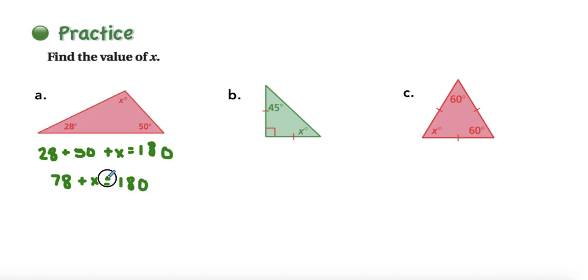Now I can use inverse operations. I'm going to subtract 78 on both sides of my equal sign. 78 minus 78 cancels out to be 0, so I can bring down my x. 180 minus 78 is equal to 102 degrees.